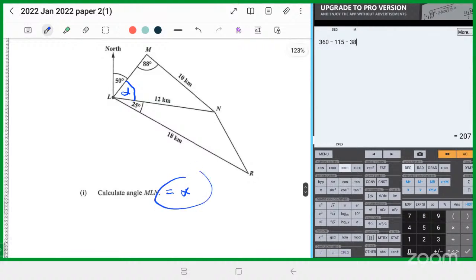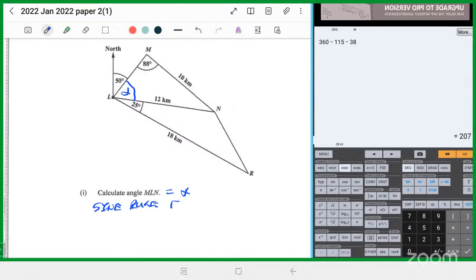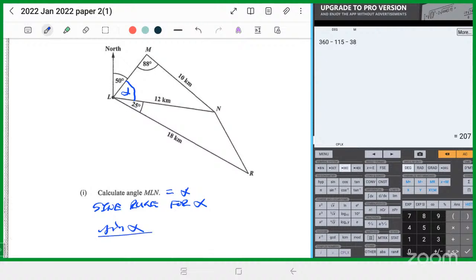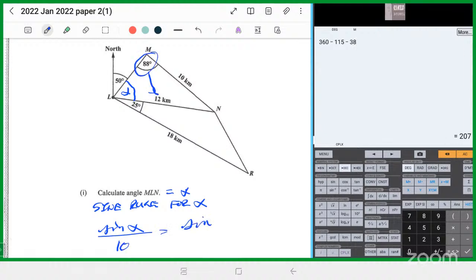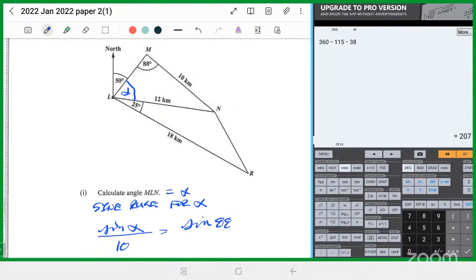So we call it angle alpha, and we tell the examiner: sine rule for alpha. Since the angle that we want starts the expression, it's sine of the angle that you want over the side opposite the angle, which is 10, equals sine of the angle that you know, which is 88, over the side opposite, which is 12. So sine of 88 degrees over 12.